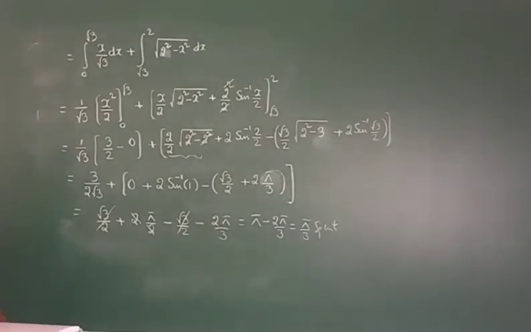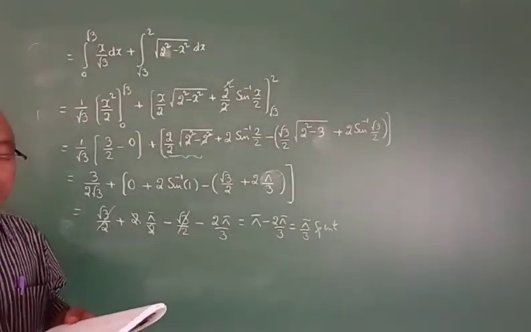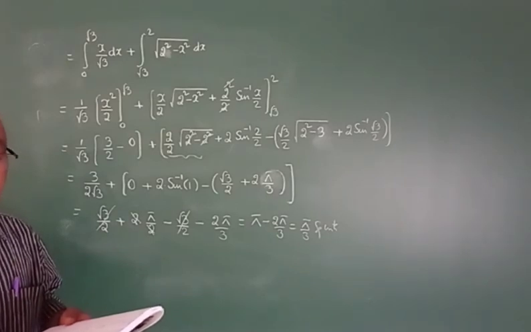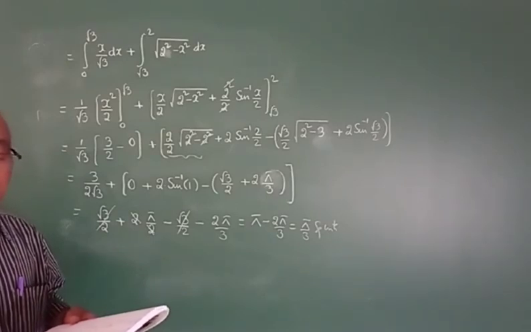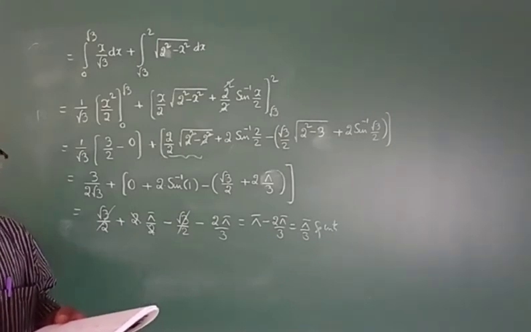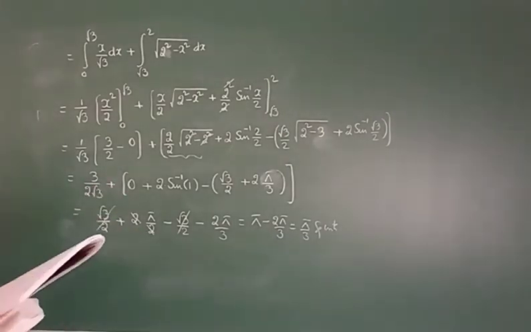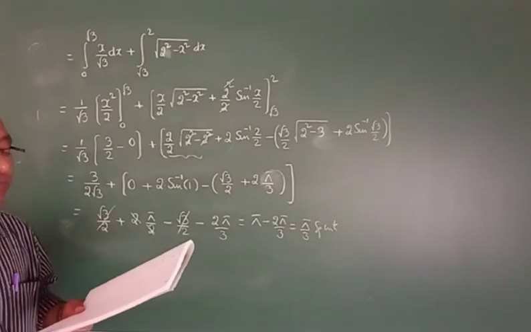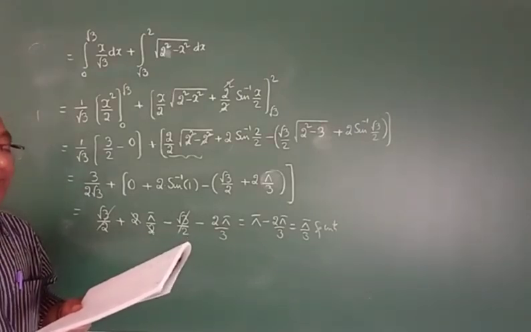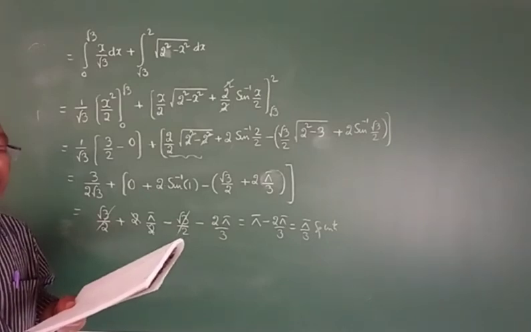Find the area of the smallest part of a circle x square plus y square is equal to a square, cut off by the line x is equal to a by root 2. Right. Everyone read seventh problem once again. Find the area of the smallest part of a circle. Smallest part of a circle.